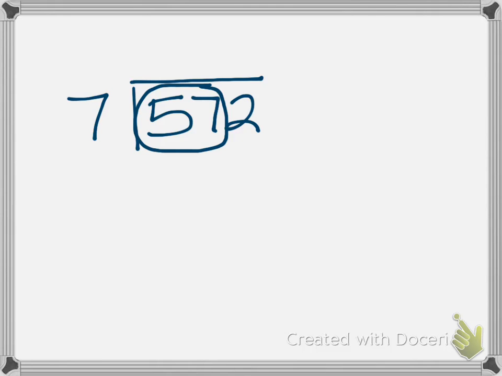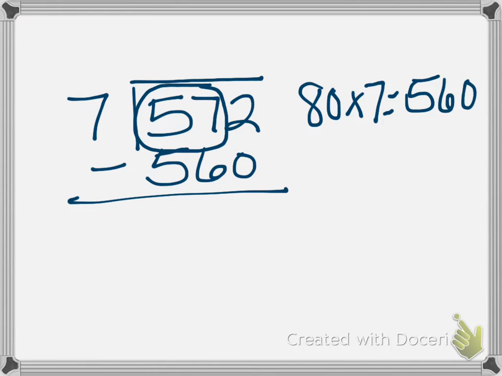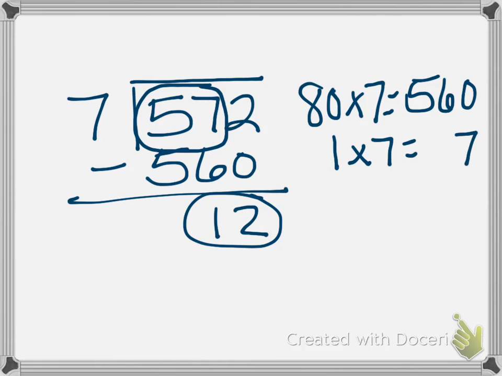But since it's not just 57, it's really 570, I'm going to take 80 times 7, and that gets me 560, and I'm going to subtract that out. What I have left is 12, and I'm going to ask myself, well, how many times does 7 go into 12? The kids will say, well, I can't do 7 times 2, so it has to only be 1 times 7, and that gives me 7. I subtract it out, and I get 5 left.